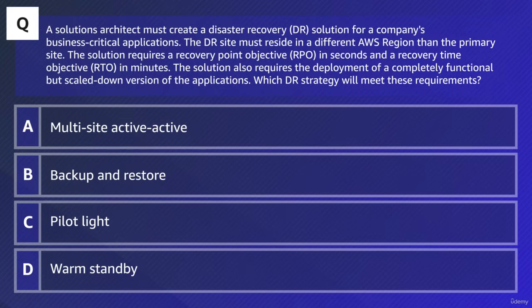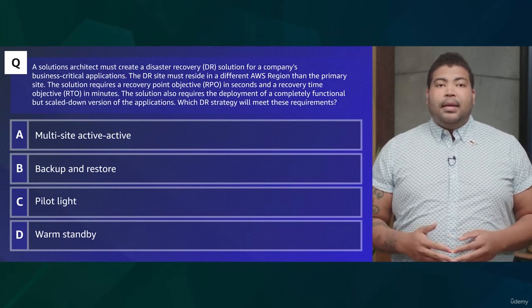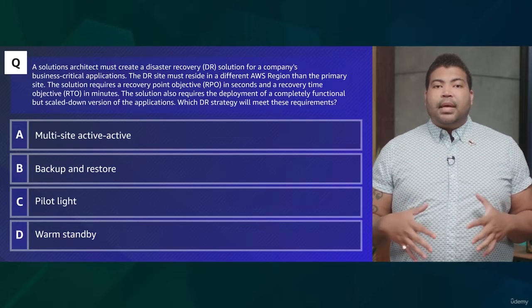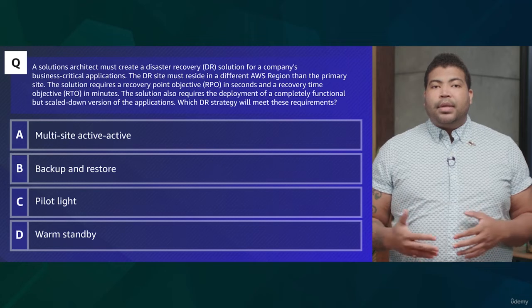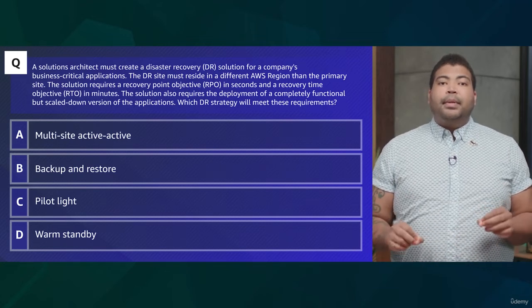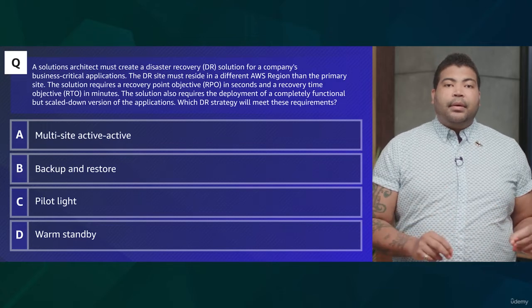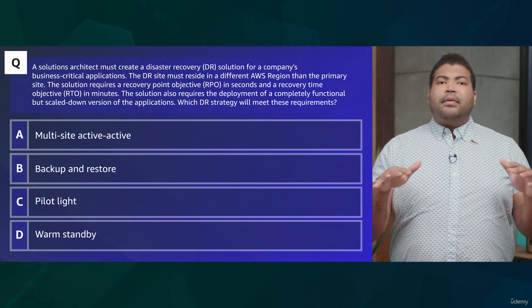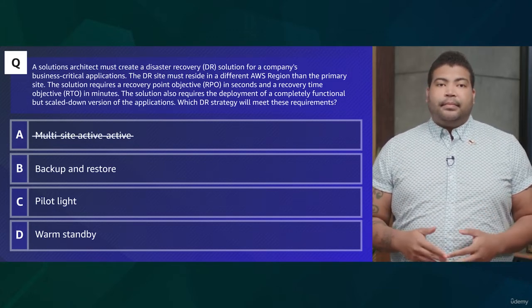Okay, considering the requirements, I'll go through the responses. First, we have multi-site active-active for A. If you remember, this DR strategy does meet the need for being in a different region and should have no issue meeting the RPO and RTO needs. The problem is that there is a stated requirement of being scaled down, and this strategy involves the DR site being at the same level as the primary site. That means this is a distractor.